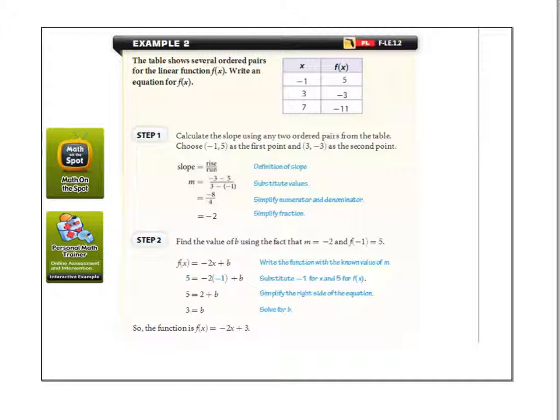Now, if you're trying to figure out, well, how do I know if they've given me the b or not? Let's go ahead and sketch a quick graph here. Off to the right.